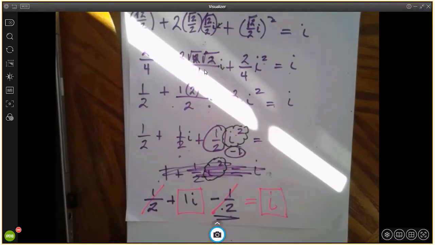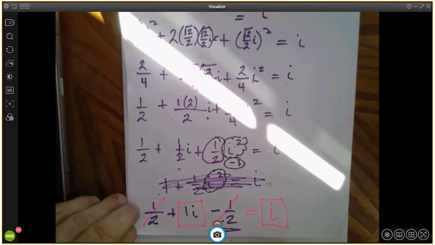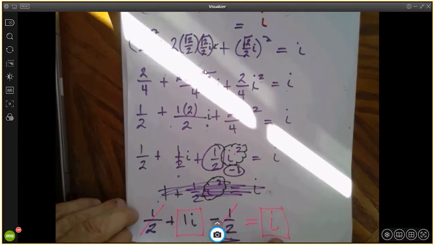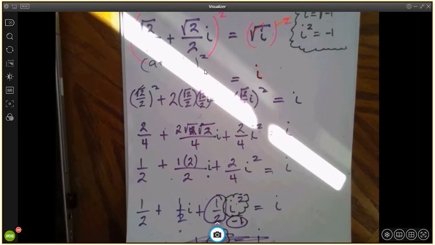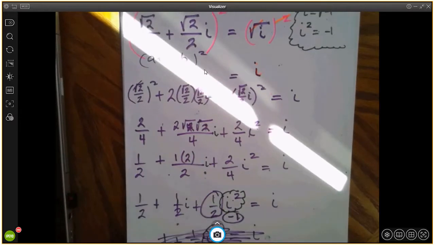And we just proved that all of that up there is equal to the square root of I. Okay, is this a test question? No. Is it a question to check your algebra with shortcuts and with I? Yes. So it's more of a review question than it is an actual question.